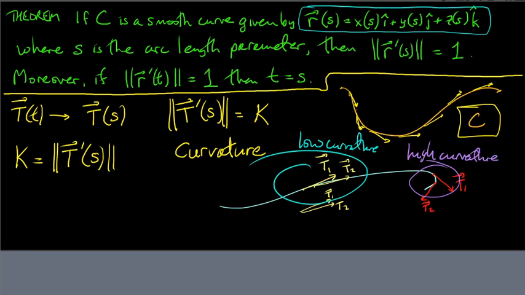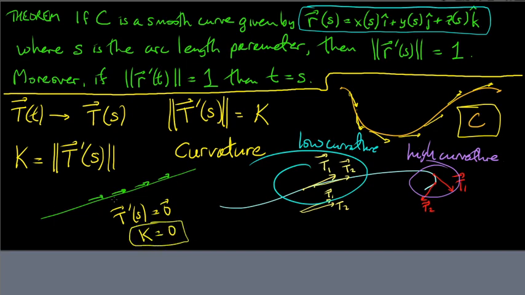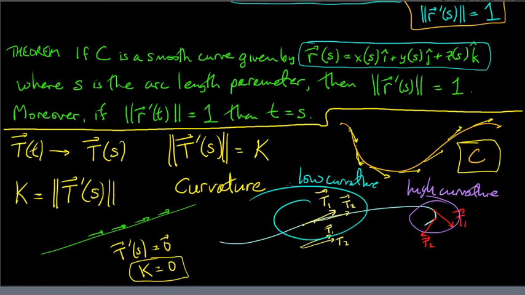Make sense? And of course, if you just have a straight line, you have your unit tangent vectors. They all point in the same direction, and they certainly don't change length. So in that case, the derivative of T would just be the 0 vector. And of course, the magnitude of that would be 0. So we just showed that for a straight line, the curvature is 0. Well, if it's a straight line, it's not curving. There's no curvature. So that should make sense. Okay, so that's the definition of curvature.